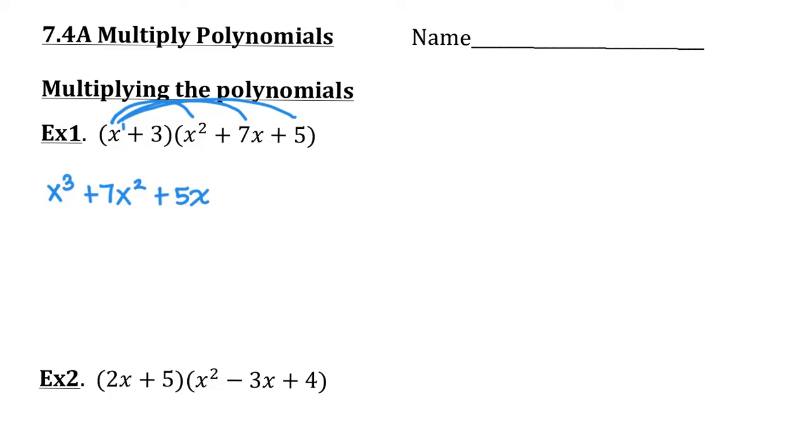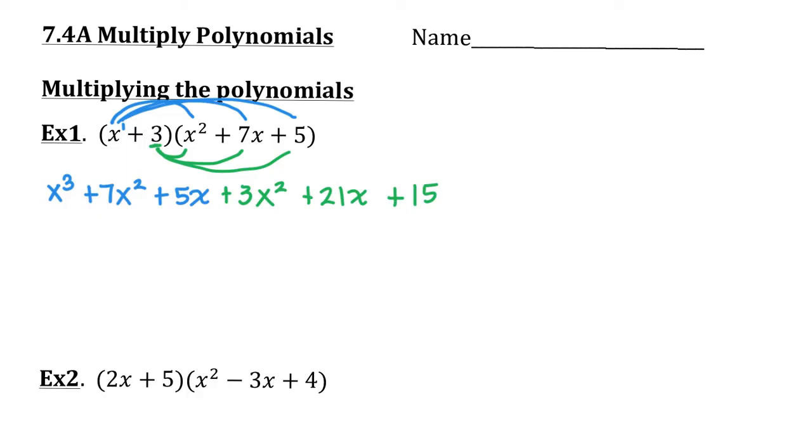Now I need to distribute this 3. This is a positive 3. So this is going to be positive 3x to the second, 3 times 7x, positive 21x, and 3 times 5 is positive 15. I ended with 6 terms because I distributed to 3 twice.